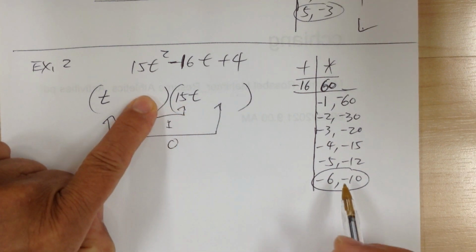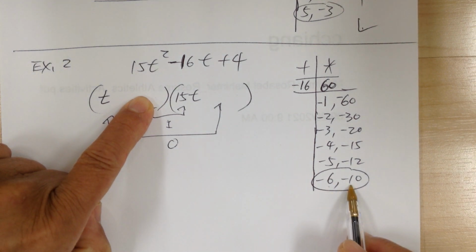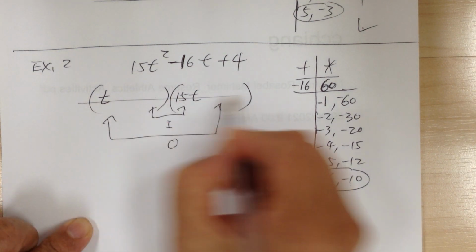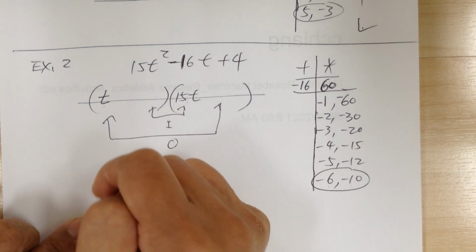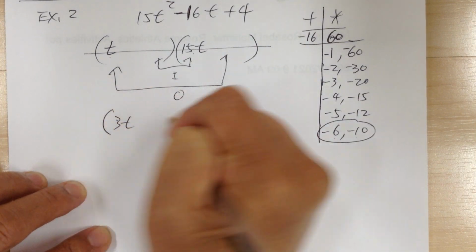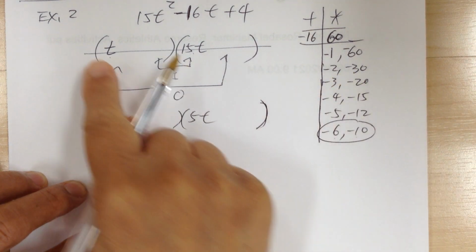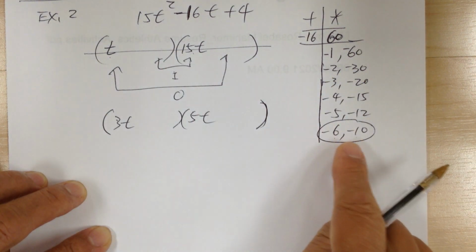So 15 times something equal to 6? No, cannot. 15 times something equal to 10? Again, it's not going to work. So 15 is not going to work. So you start with the lowest and the highest. Then if it doesn't work, you go to the next one. Okay, so 2 cannot. So it would be 3t and 5t. Again, 15 is too high. It's not going to match any of these.